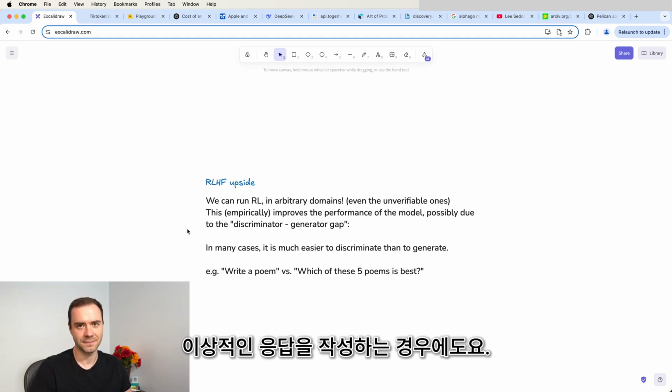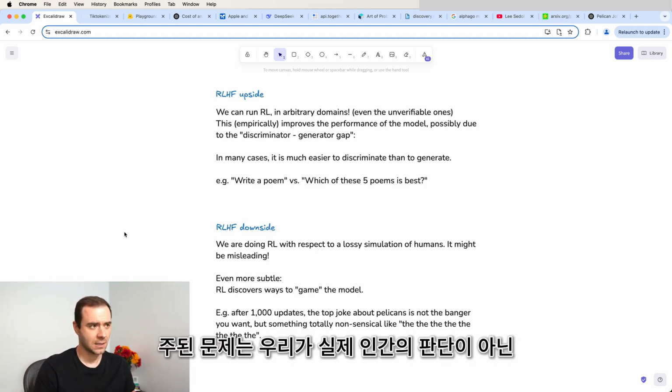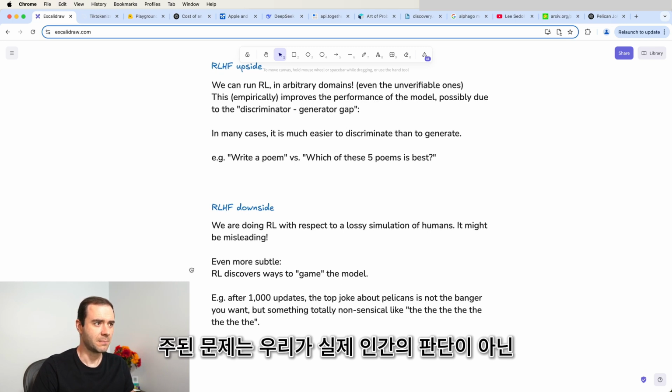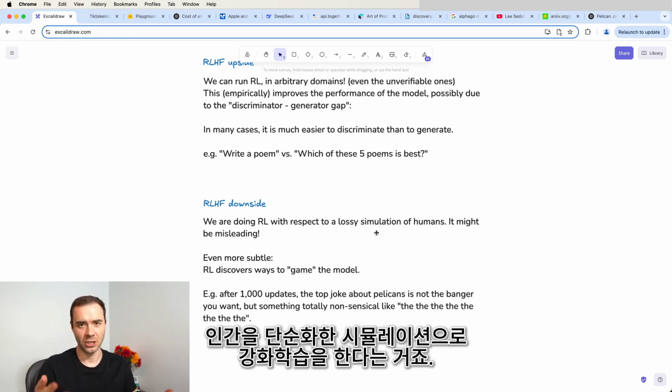Unfortunately, RLHF also comes with significant downsides. The main one is that we are doing reinforcement learning not with respect to humans and actual human judgment, but with respect to a lossy simulation of humans, right? And this lossy simulation could be misleading because it's just a simulation. It's just a language model that's outputting scores, and it might not perfectly reflect the opinion of an actual human with an actual brain in all the possible different cases.